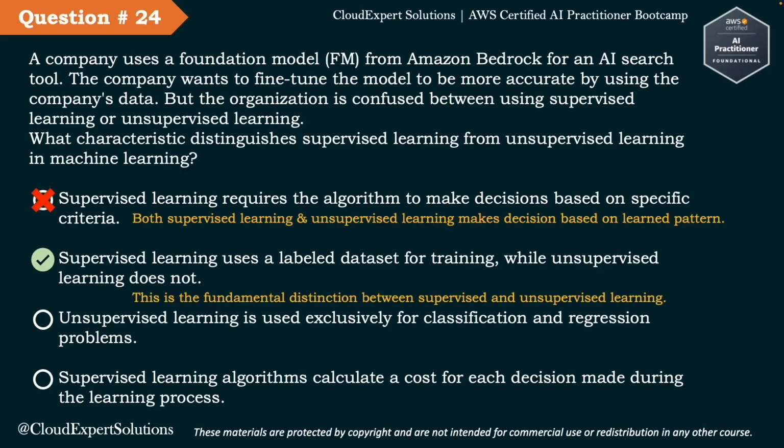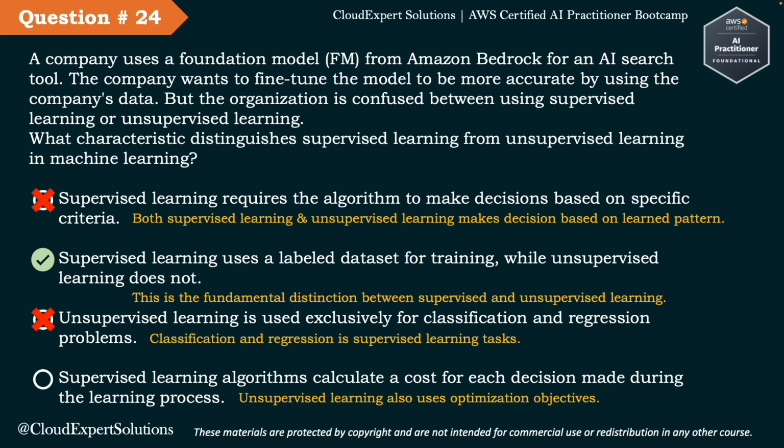Unsupervised learning is used exclusively for classification and regression problems. Classification and regression are supervised learning tasks. Unsupervised learning has nothing to do with that. That is why it's not a correct option. Supervised learning algorithms calculate a cost for each decision made during the learning process, while unsupervised learning uses a loss function. This statement is incomplete and confusing because unsupervised learning also uses optimization objectives. Hence, this is also not the correct option.